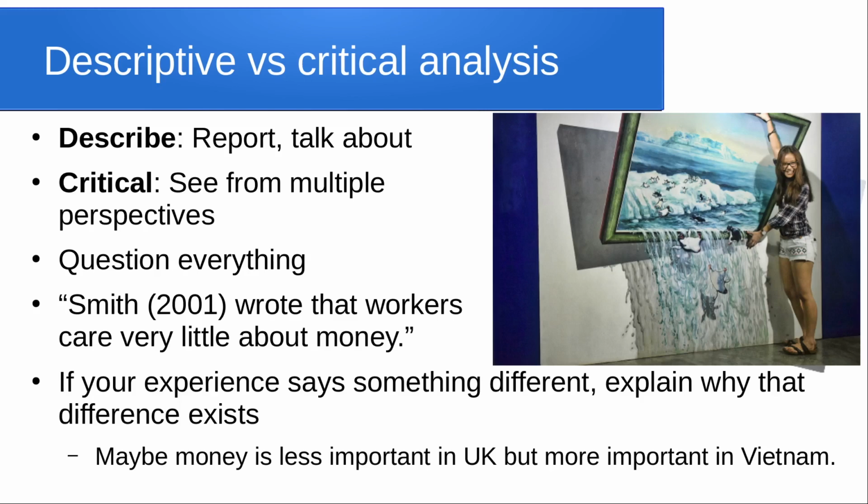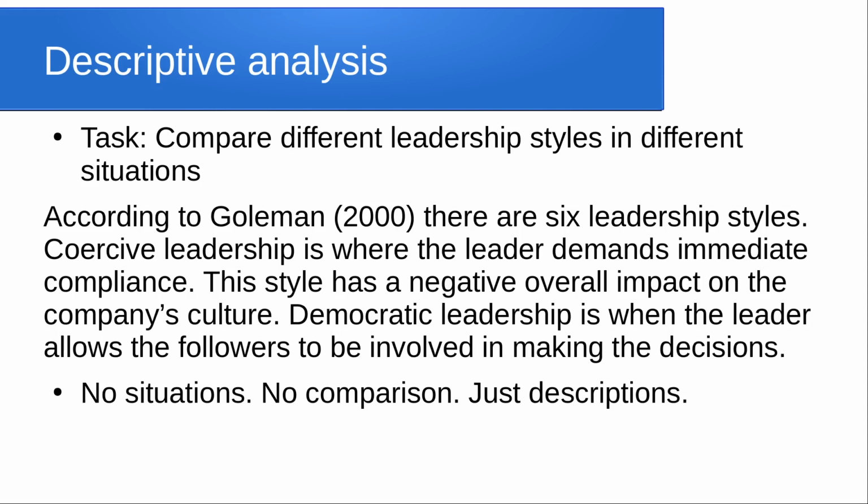Another thing we'll talk about is descriptive analysis, especially descriptive versus critical analysis. So descriptive analysis, which is just describing, compare different leadership styles in different situations. According to Goleman, in 2000, there are 6 leadership styles. Coercive leadership is where the leader demands immediate compliance. This style has a negative overall impact on the company's culture. Democratic leadership is when the leader allows the followers to be involved in making decisions.